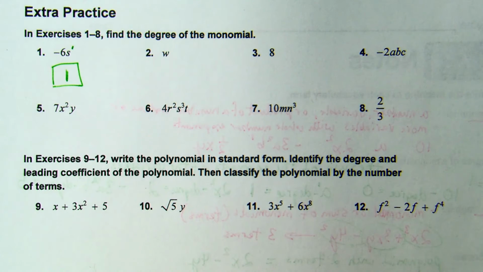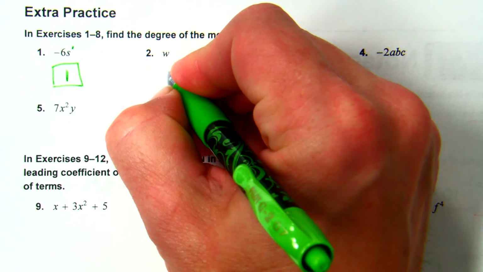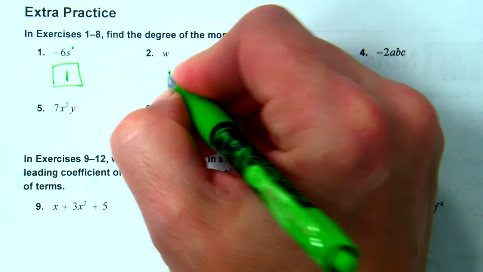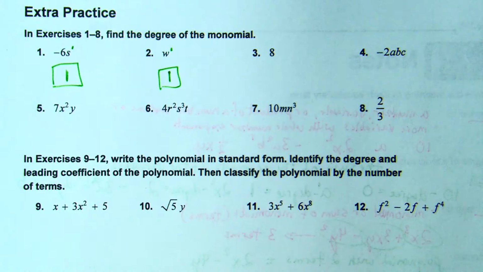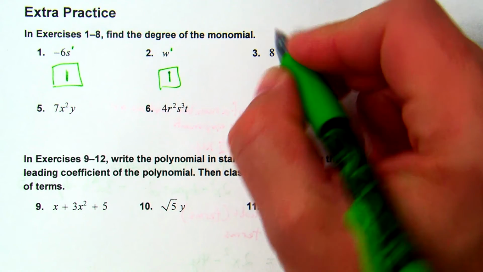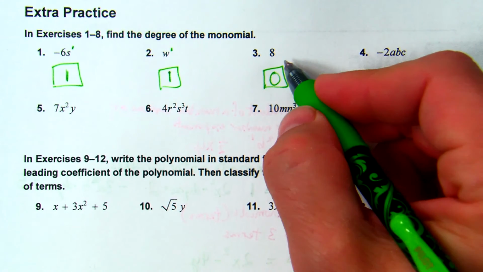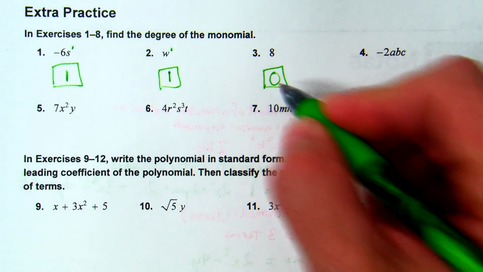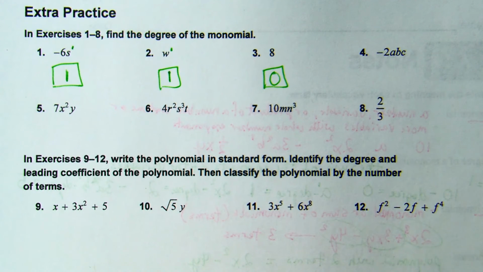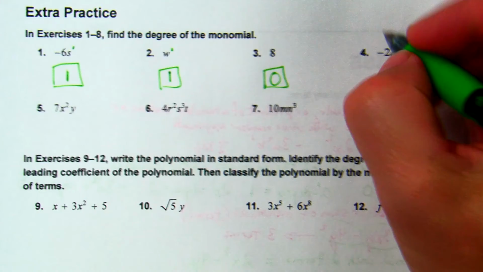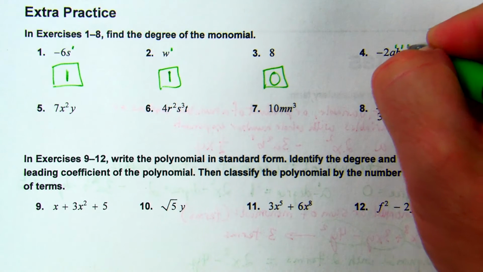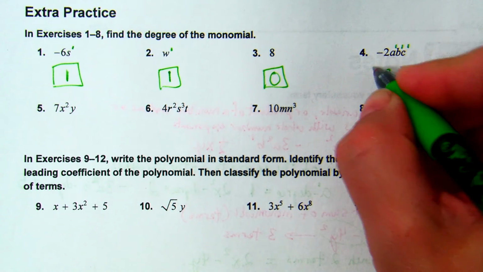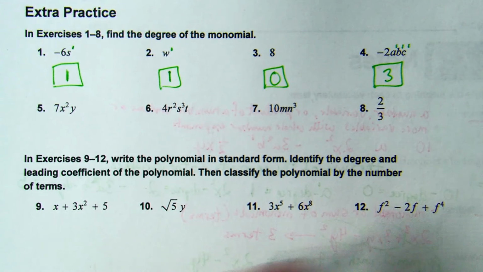What about number 2? 1. Again, we have w to the first power. We have 1 variable, and so we have 1. What about number 3? 0. There are no variables here. If there were, they're raised to the 0 power, and they become a 1, so they disappear. So we have 0 as the degree of number 3. What about number 4? 3. We've got a to the first, b to the first, and c to the first, and we add those up, and we have 3 degrees.